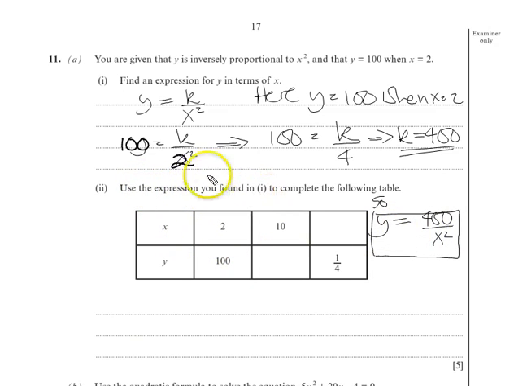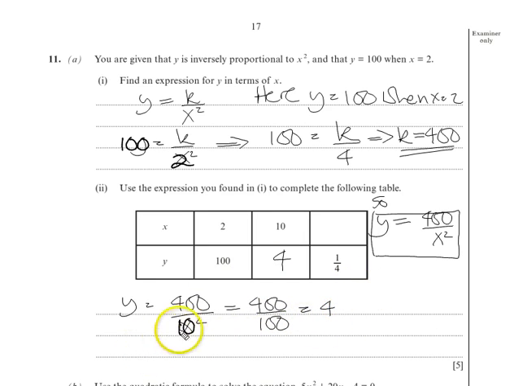So use the expression you found in part 1, which is this thing here, to complete the following table. So we've got some gaps. So when x is 10, if we input 10, y equals 400 over x squared, yeah? So we're going to input 10, so I'll get a thicker pen and I'll overwrite the input with 10. So we got y equals 400 over 10 squared, which is 400 over 100. Agreed? Which is 4. So when x is 10, y equals 4.